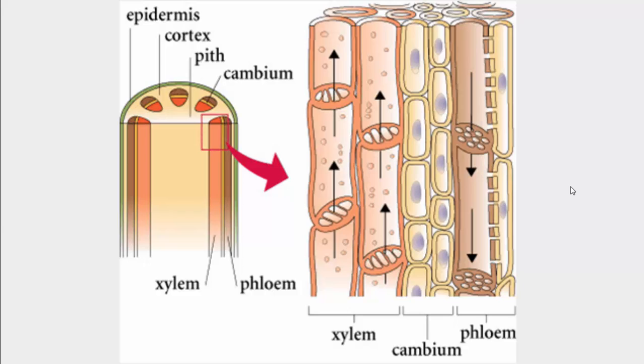And here's a close-up. What you have on the inside is the xylem, where you have water moving through those tubes. You have a layer of cambium, of growing cells in between. And then you have the phloem towards the outside, which conducts sugar.